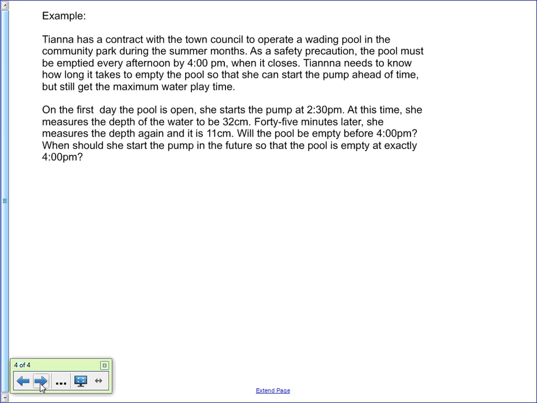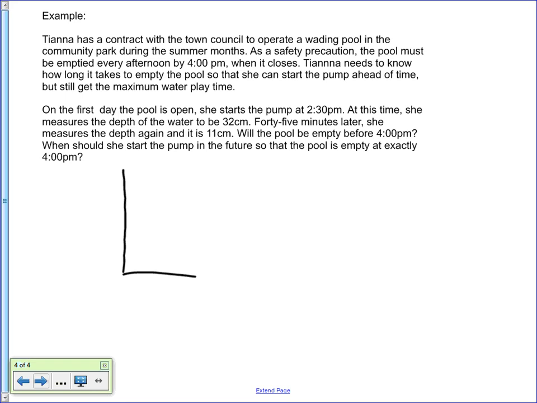We're using the example out of the textbook, and basically what it says is that, at about 2:30, she measures the depth of the water to be 32 centimeters. 45 minutes later, she measures the depth again, and it's 11 centimeters. Can the pool be emptied before 4 o'clock? We're assuming that in our example, the pool is emptying at a steady rate.